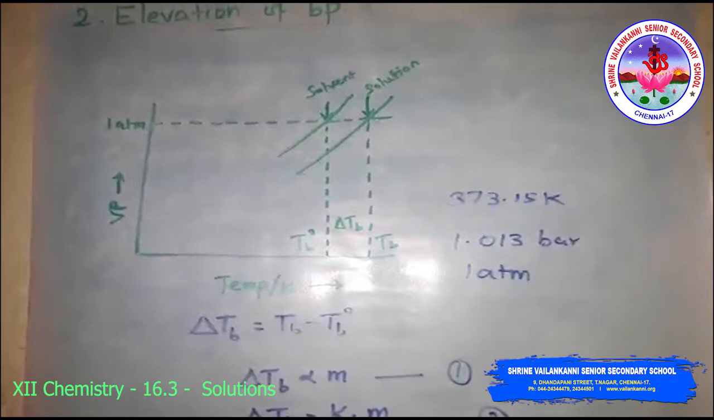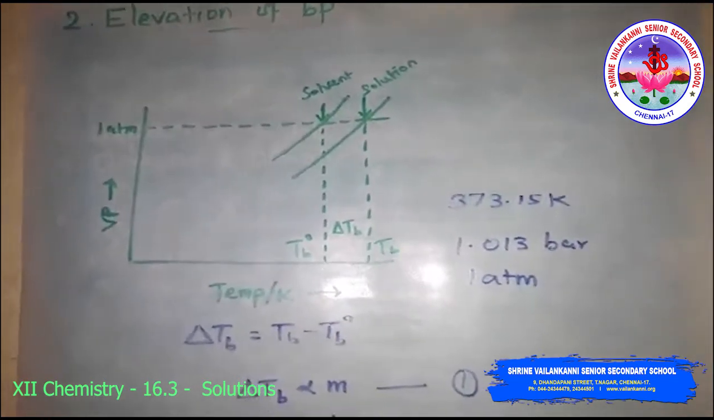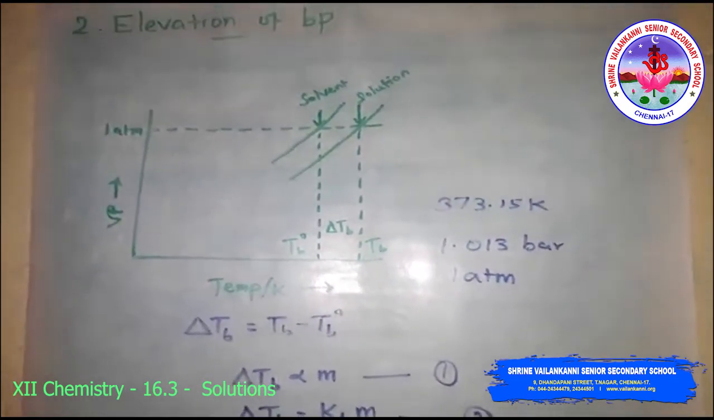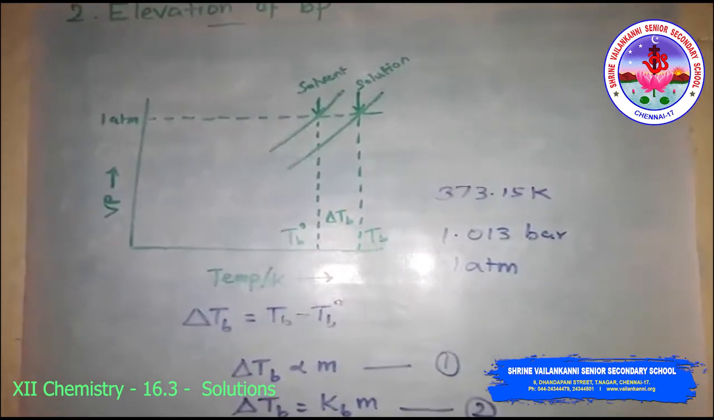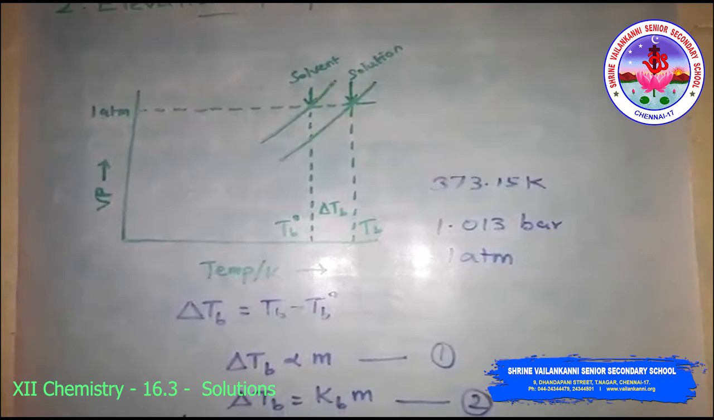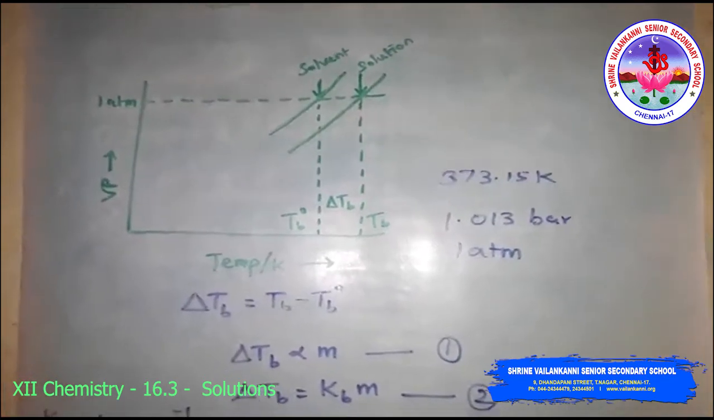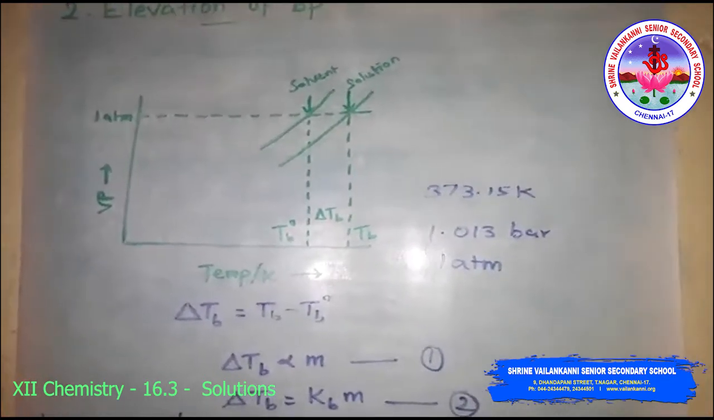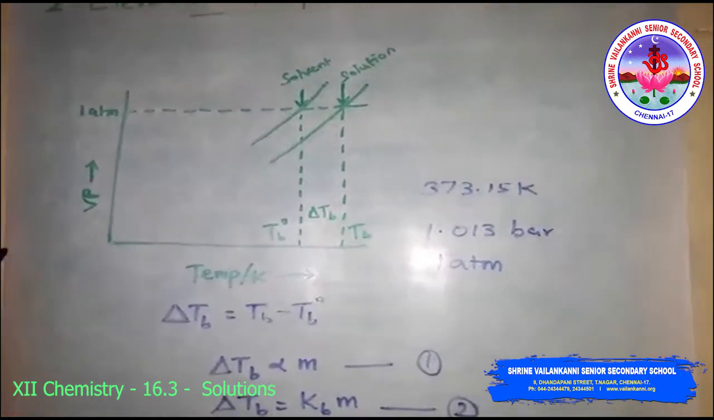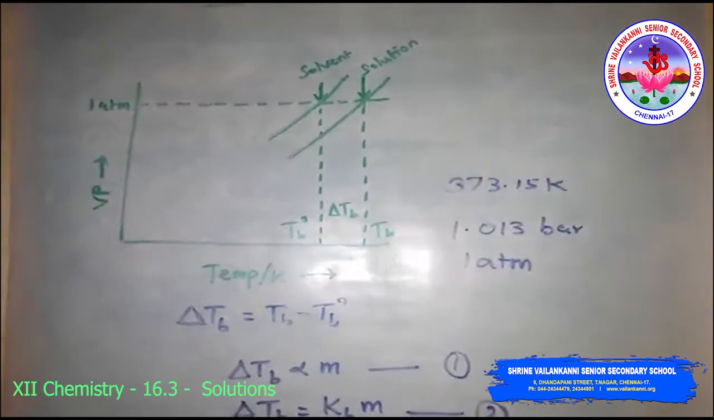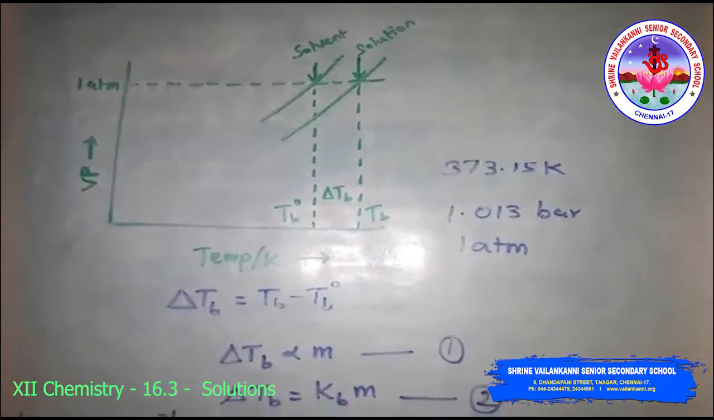We have also learnt in the last section that the vapor pressure of the solvent decreases in the presence of a non-volatile solute. Look at this picture. This is the diagram showing the variation of the vapor pressure of the pure solvent and the solution as a function of temperature.